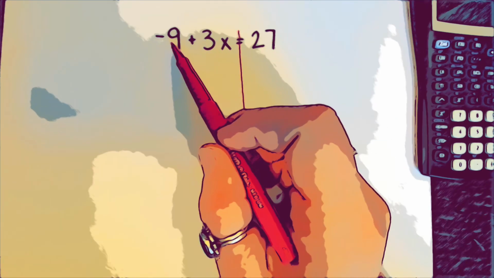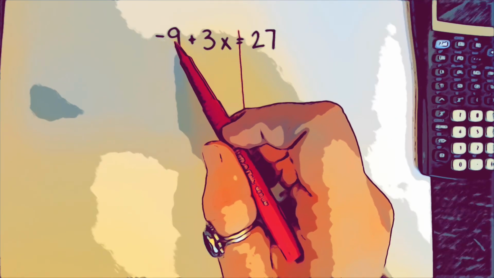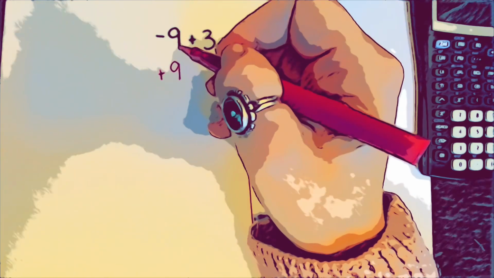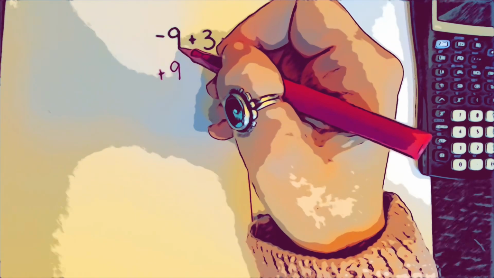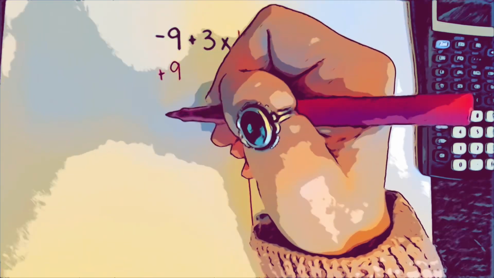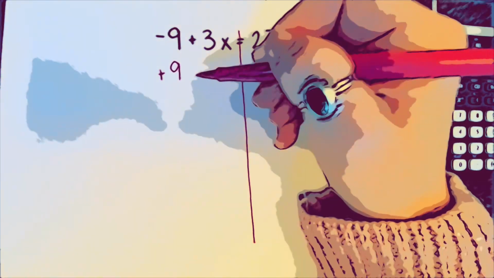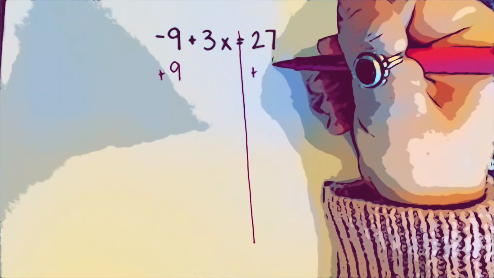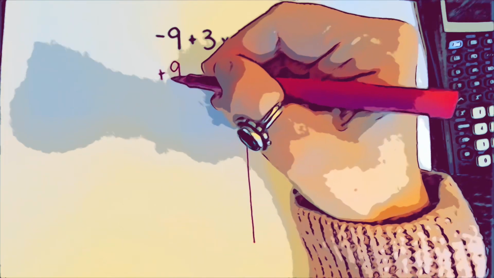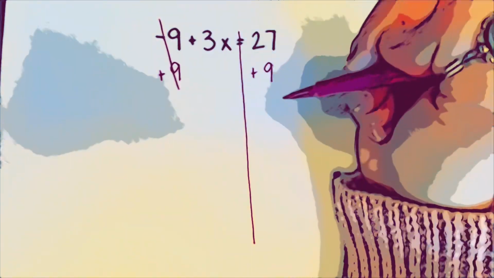So what is the opposite of -9? +9. Essentially, if you have -9, you had 0, take away 9, and now you have -9. So the opposite of subtracting 9 would be adding 9. So we're going to add 9 here, and then on this side, we are going to add 9 to keep things fair. And -9 and +9 cancel each other out.